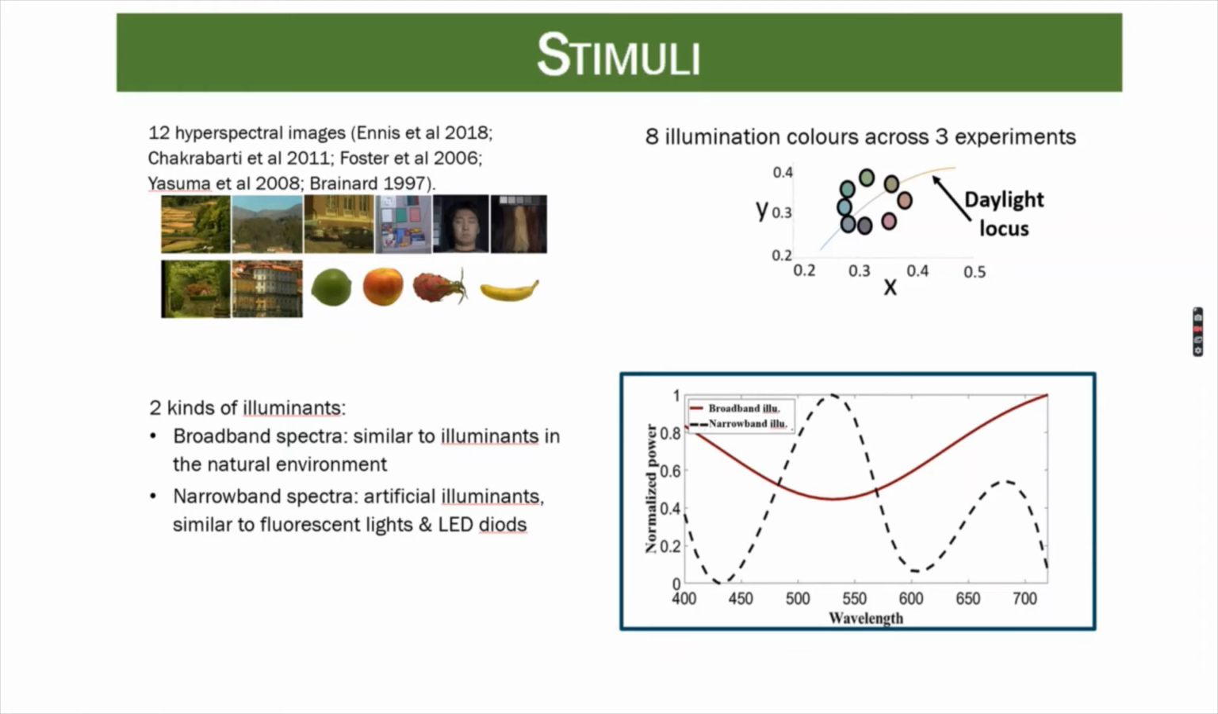For each illumination color, we used 2 types of illuminants: broadband illuminants, as you can see here, and narrowband illuminants, as you can see here. Broadband illuminants are similar to light in the natural environment and also some common indoor lights like tungsten bulbs. And narrowband illuminants are artificial illuminants which can be seen in LED diodes and fluorescents.